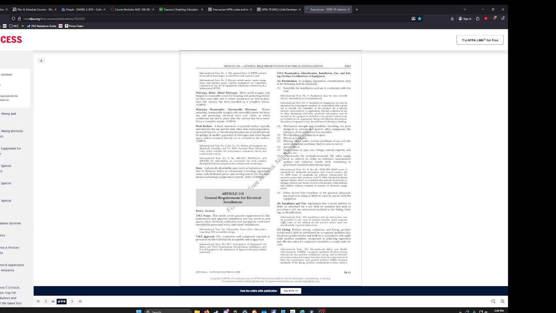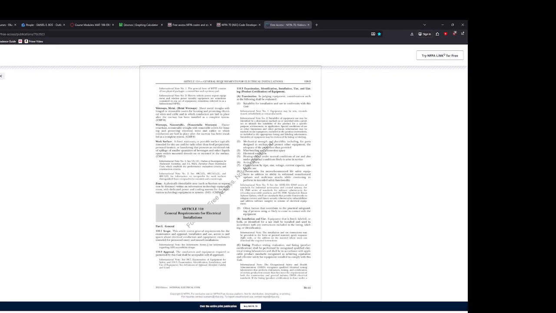Let me actually double check that, make sure that I want to go over the rest of 110. Okay, we'll go over the start of 110 because there's not much else afterwards. 110 is general requirements for electrical installations. So, we go up here.